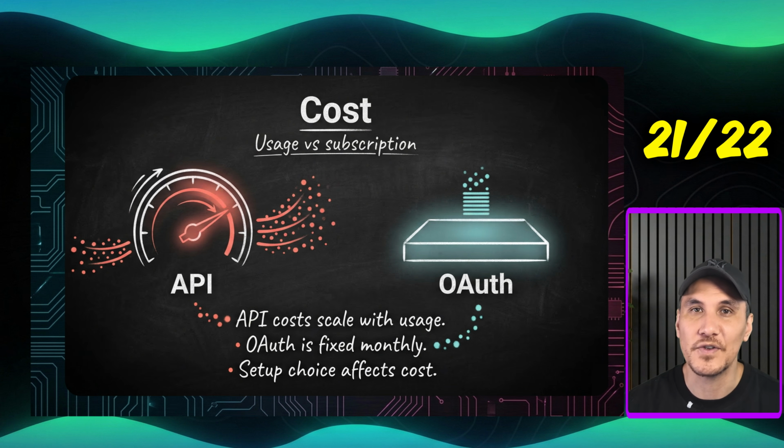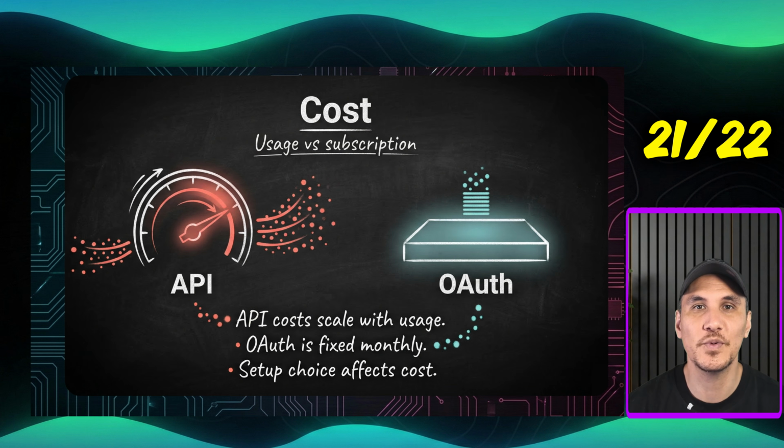On the other hand, you have OAuth. This works more like a standard subscription. So instead of paying per token, you connect your agent to an existing plan like a ChatGPT Plus subscription, and you pay a fixed monthly amount. So whether your agent completes 10 tasks or 10,000, your cost stays the same. That predictability makes a big difference, especially when your system is running in the background all day.